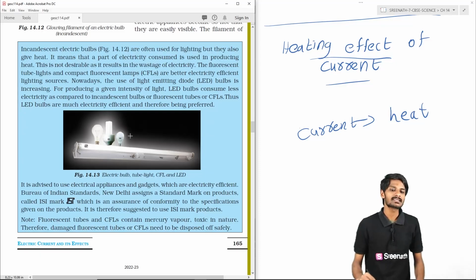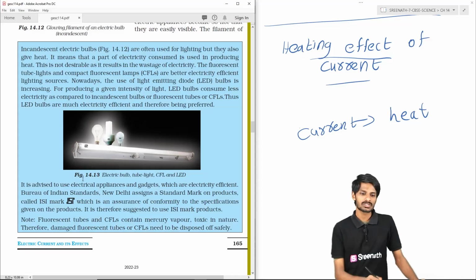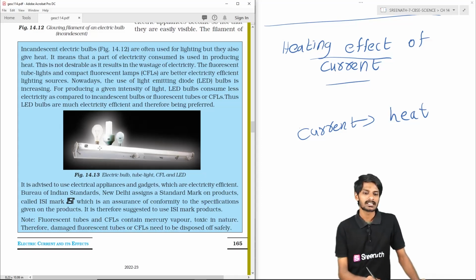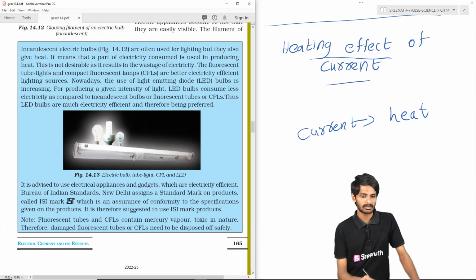For tube lights and CFLs, or compact fluorescent lamps, use these and look for the ISI mark. It is the standard brand, so they will save your current and reduce your current bill.